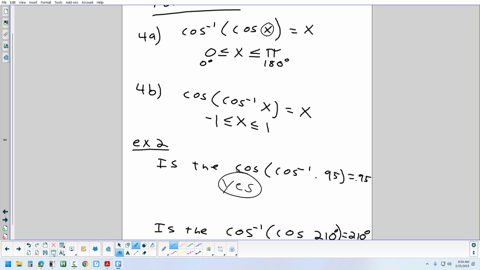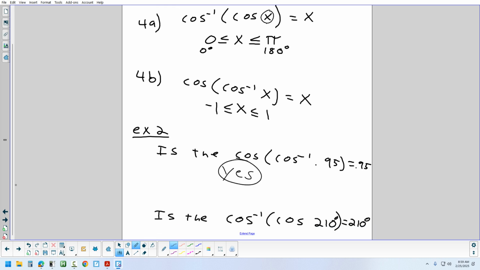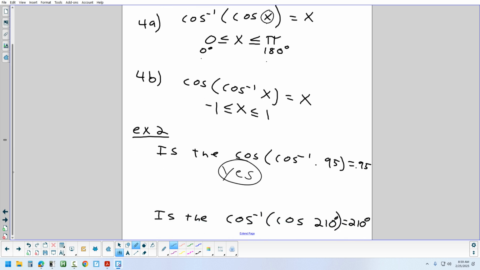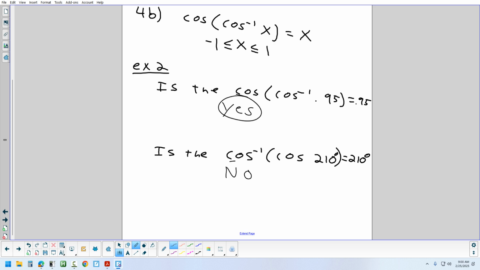Okay, and the last one: is the inverse cosine of the cosine of 210 going to cancel out and give you 210? No. Okay. Inverse is on the outside. You're supposed to be between 0 and 180. You're at 210. Inverse cosine will never equal an answer of 210. It's beyond what we said yesterday. Okay, so the answer there is no. Any question on when the cosine and the inverse cosine cancel each other out?